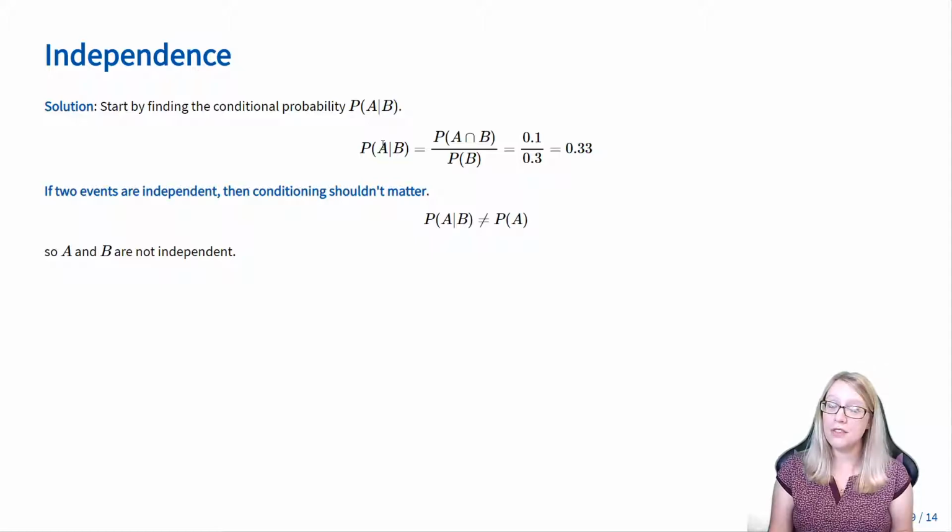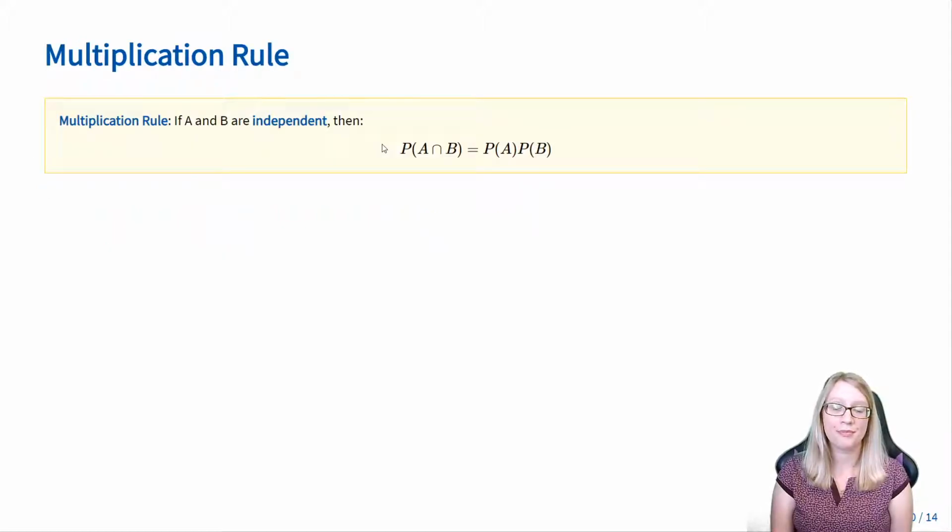So if these two events are independent, then the conditioning shouldn't matter. However, it seems like it does. The probability of A given B, or 1/3, is not the same as the probability of A. So A and B are not independent.